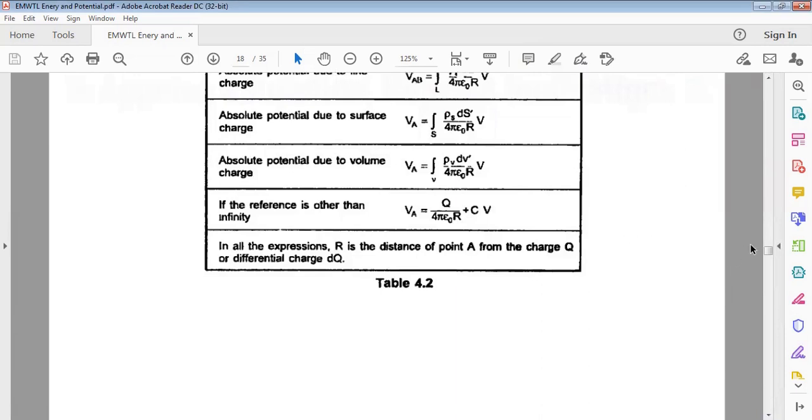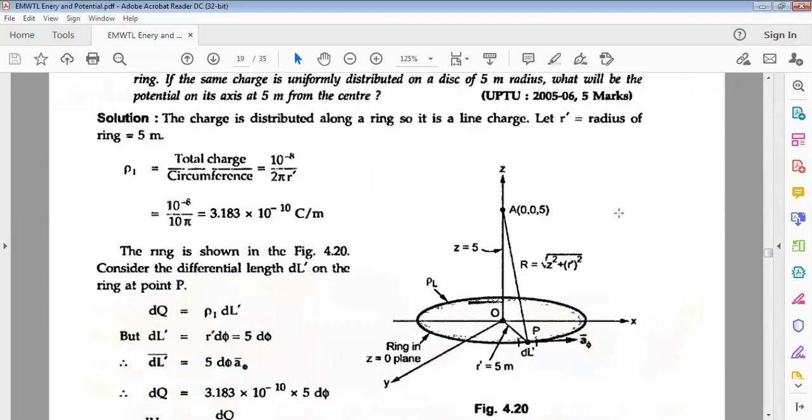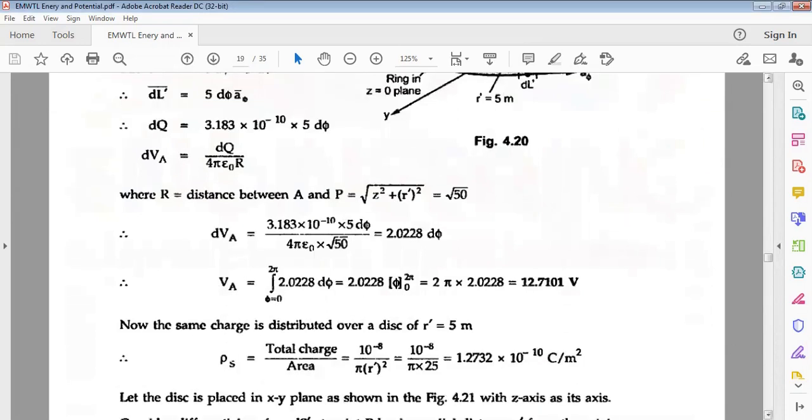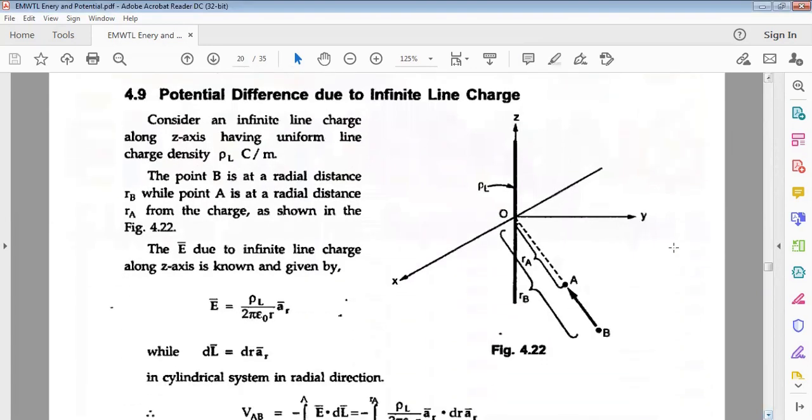Next, we go to another topic: potential difference due to the infinite line charge. Before that, what is the electric field intensity due to the infinite line charge? It is E bar equal to rho L by 2 pi epsilon naught R times a R bar. We already derived this expression.